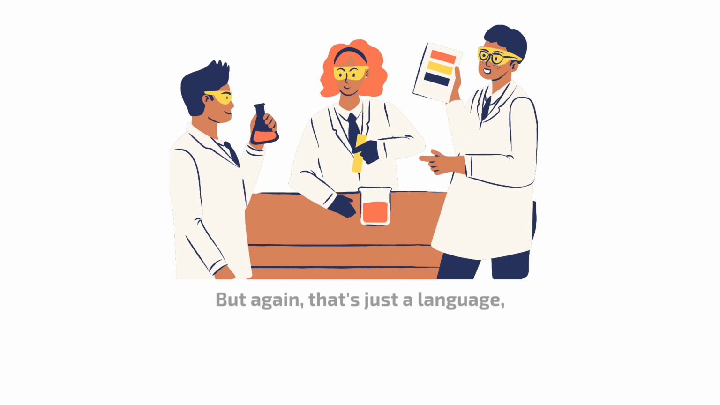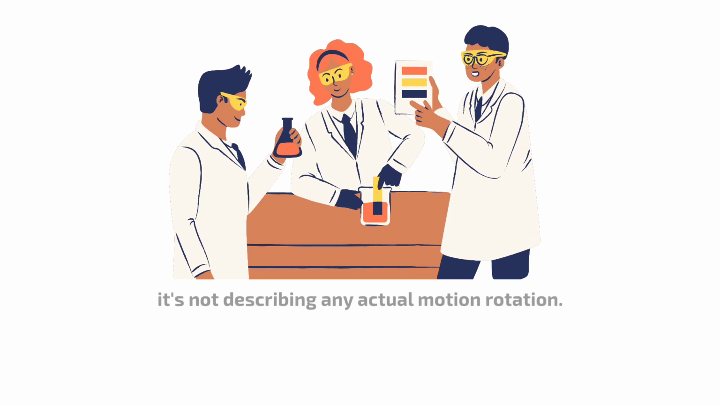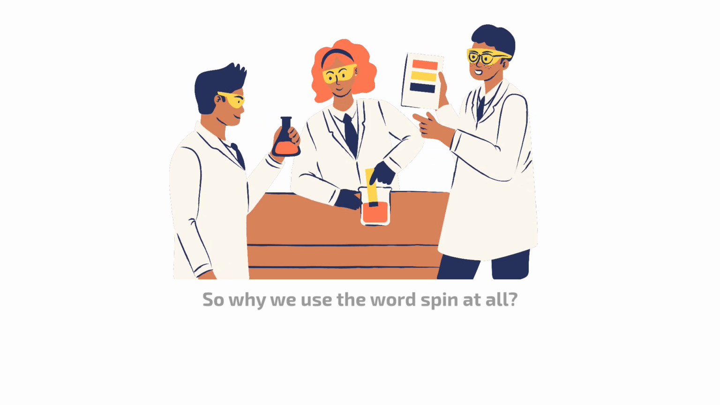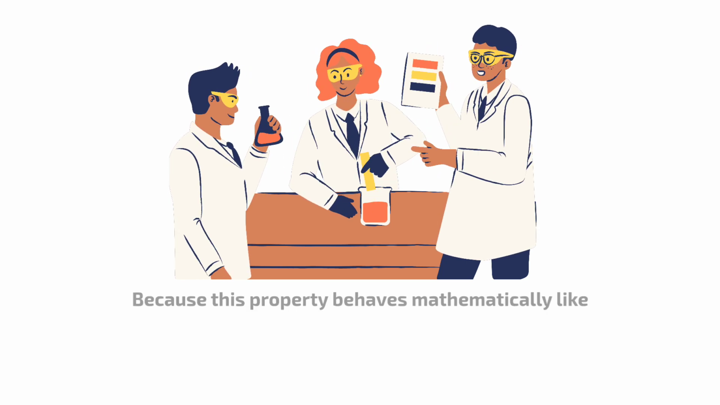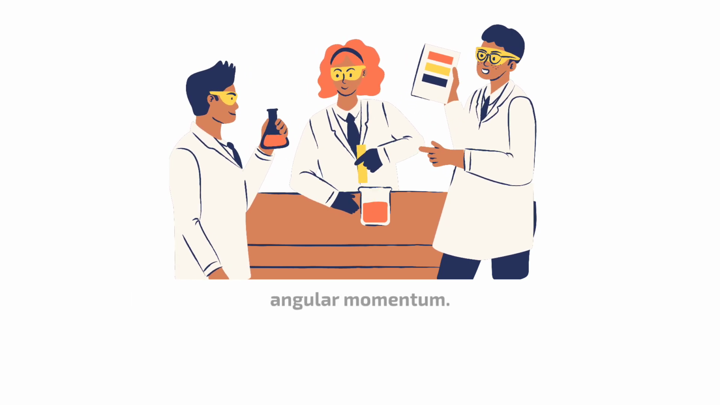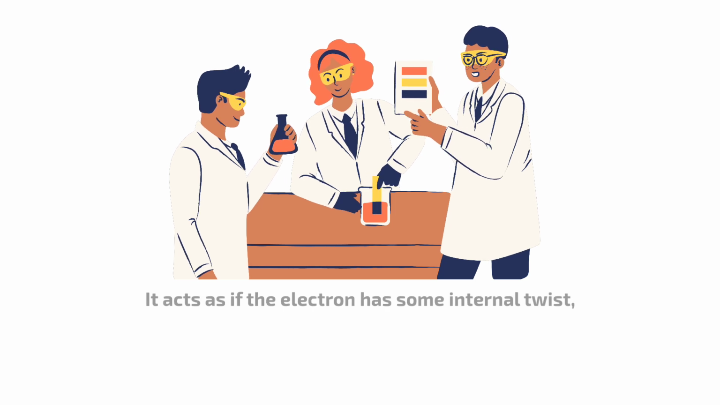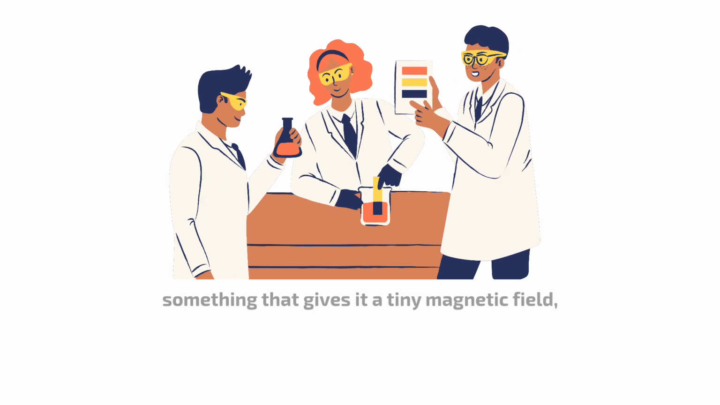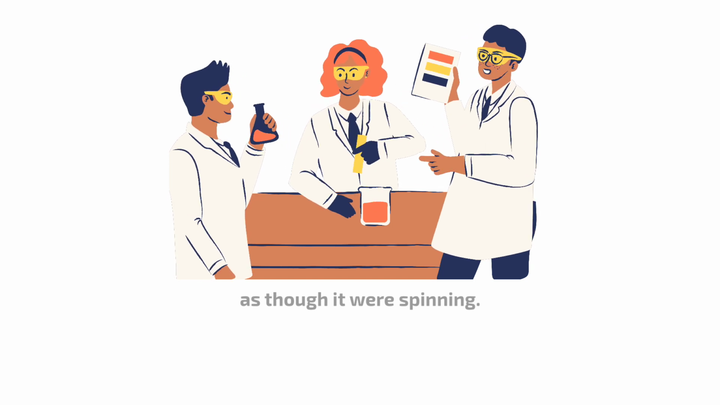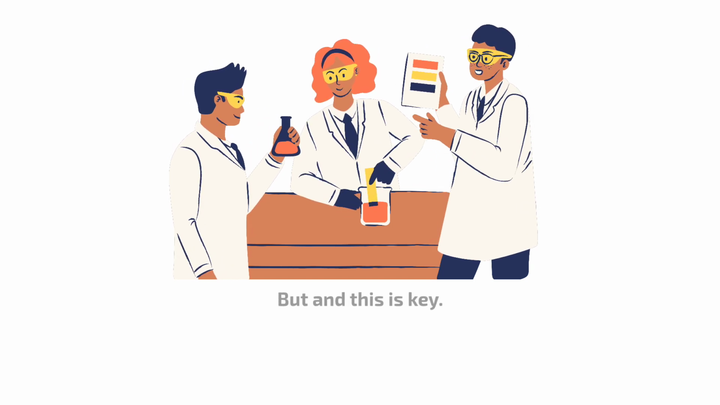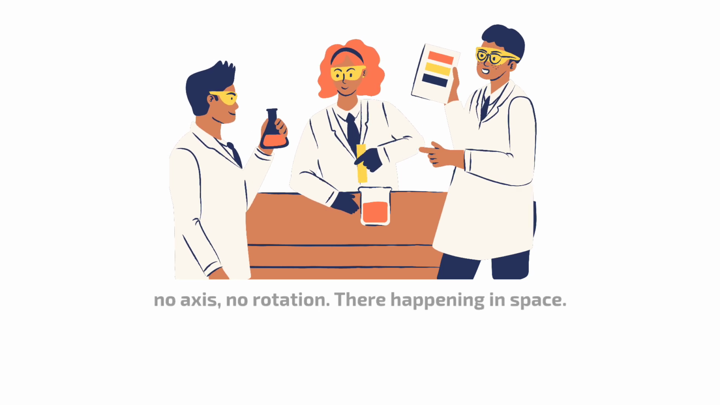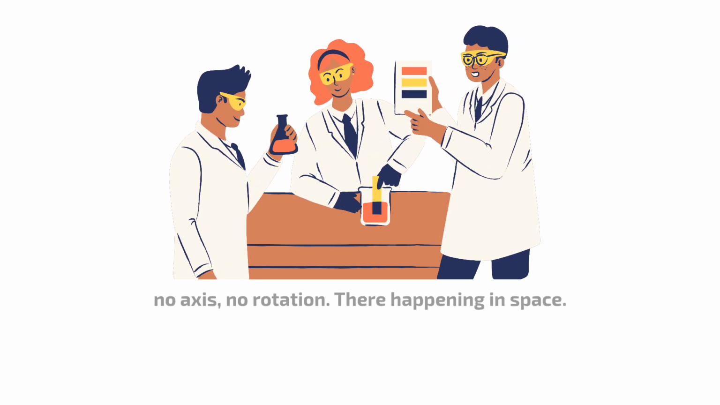But again, that's just language. It's not describing any actual rotation. So why do we use the word spin at all? Because this property behaves mathematically like angular momentum. It acts as if the electron has some internal twist, something that gives it a tiny magnetic field, as though it were spinning. But, and this is key, there is no physical surface, no axis, no rotation happening in space.